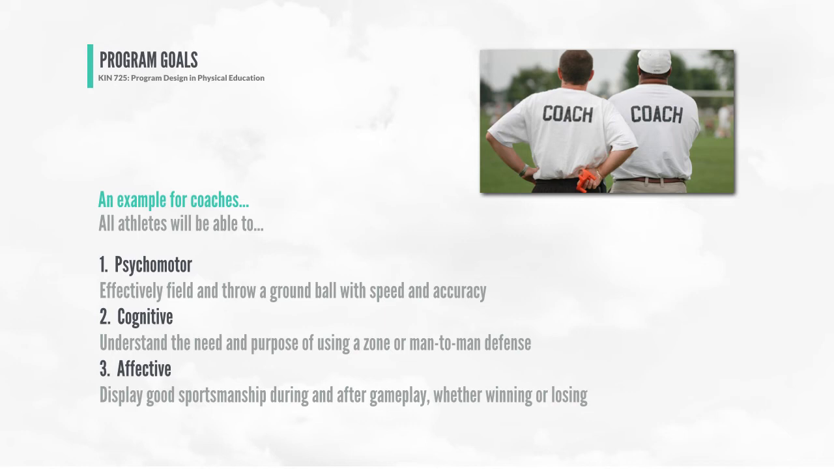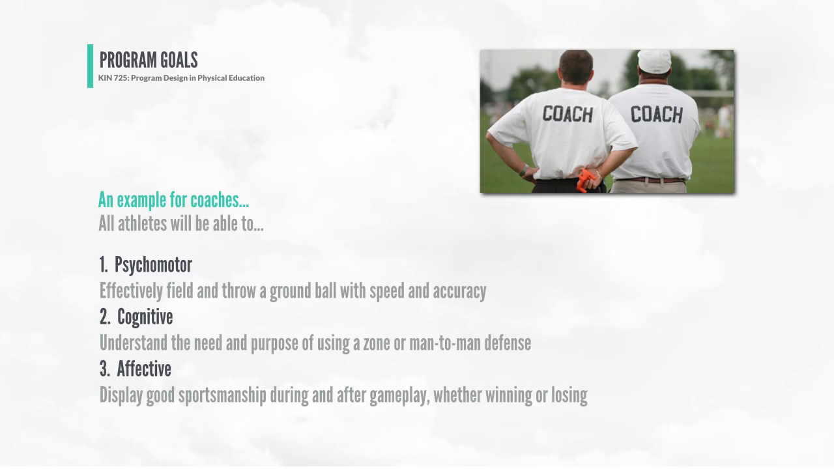Now, there may be various techniques and different coaching tips used to teach how to field a ground ball, but the overall end result or expectation is the same. Do it correctly, do it with speed, and do it with accuracy. A cognitive goal may be understand the need and purpose of using a zone or a man-to-man defense. And lastly, an affective domain could state display good sportsmanship during and after gameplay, whether winning or losing.